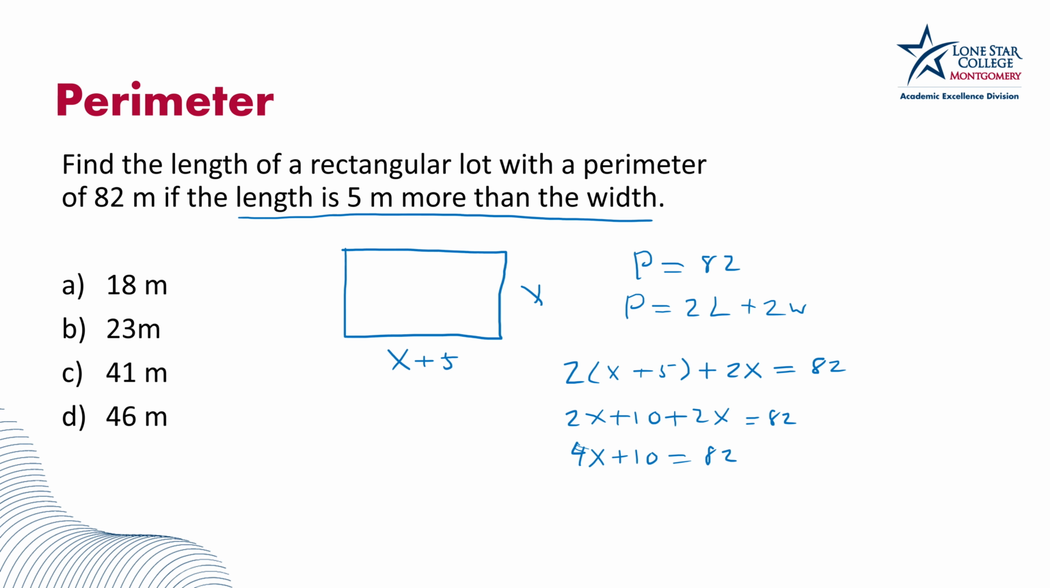And then we want to get x by itself, so we subtract 10. So 4x equals 72. And our last step is divide by 4 to get x by itself. And 72 divided by 4 should give us 18.